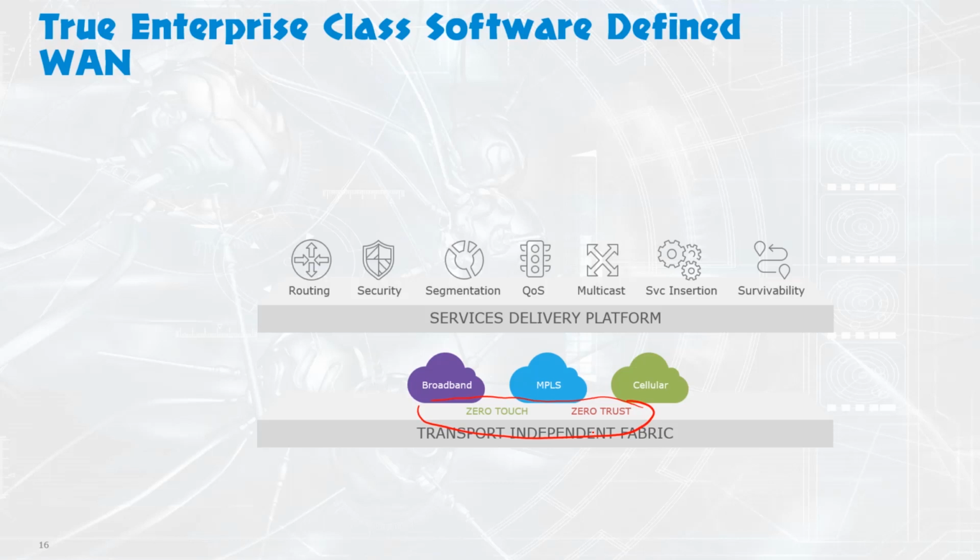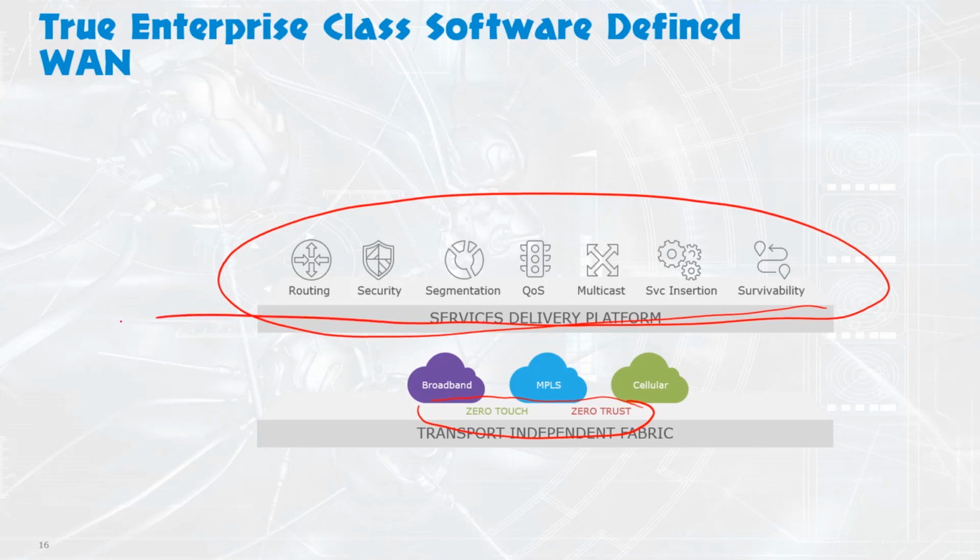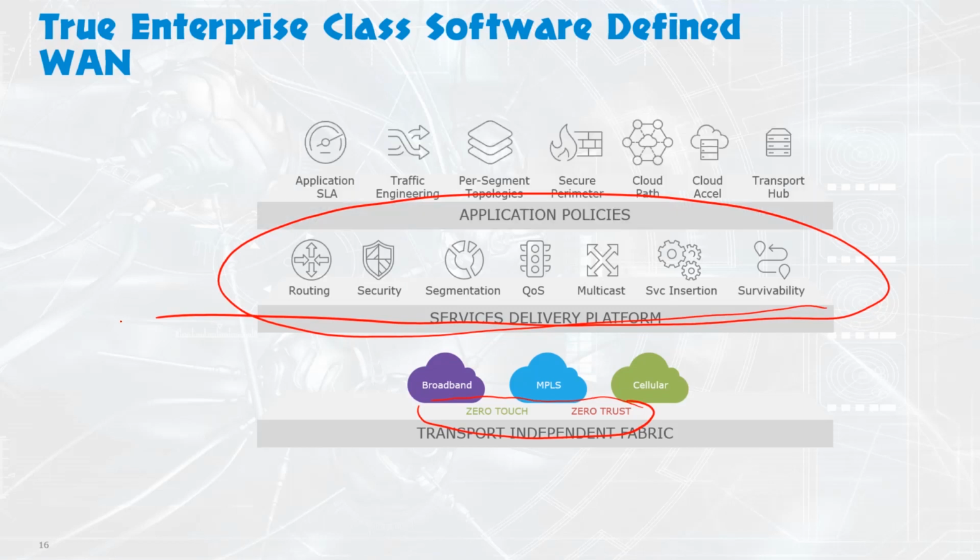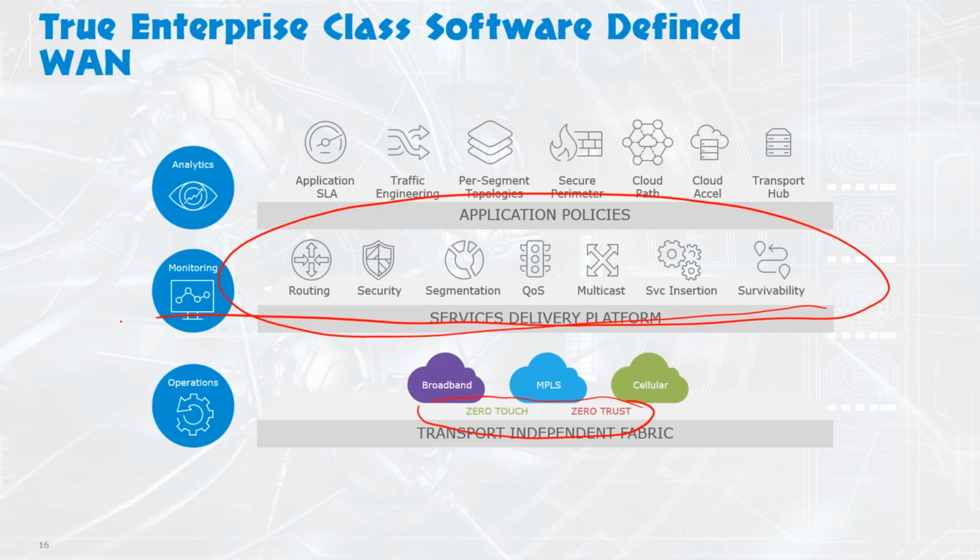On top of this, we want to be able to offer numerous services. We see some of the services here. We'll be going through these services in class and understanding them. And then on top of that, being able to take a look and do application policies. We're looking to have a complete full feature set that gives us that complete ability.